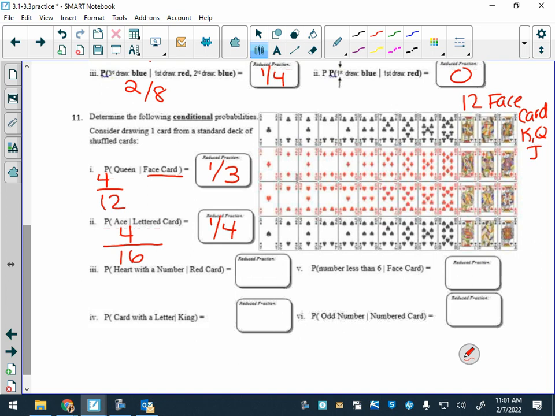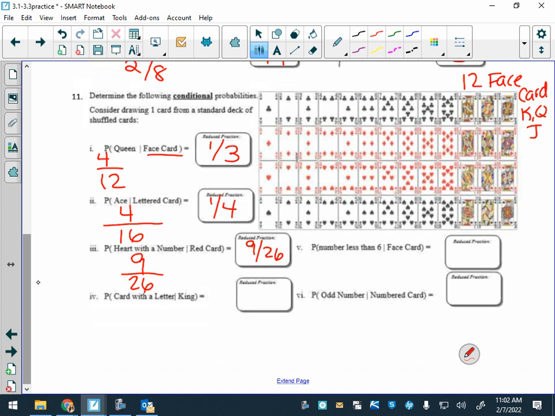Probability of a heart with a number, given it's a red card. So how many red cards are there? 26. Out of those 26, how many of them are hearts with numbers? 9. Good. So 9 out of 26. Okay? Then the next one.